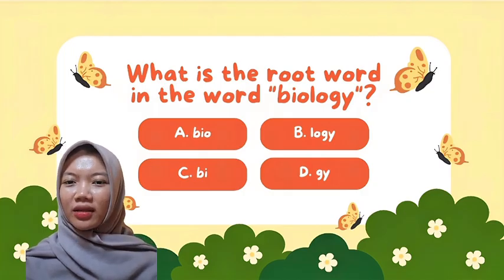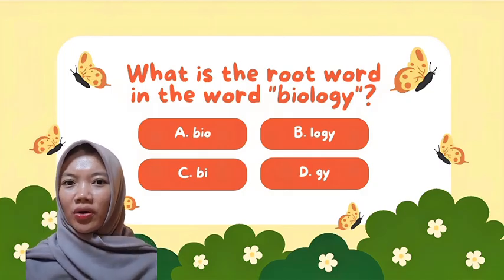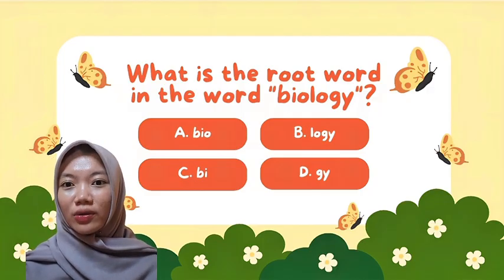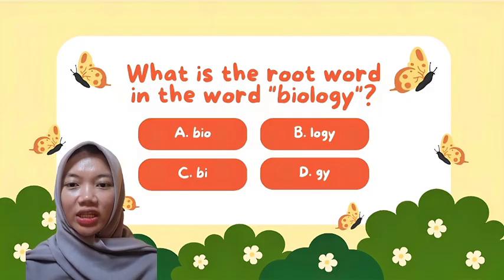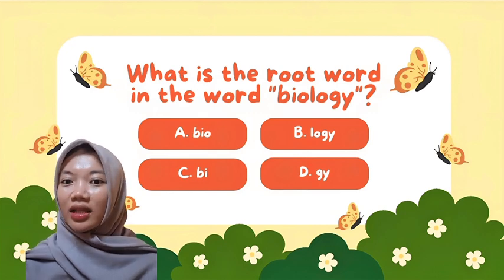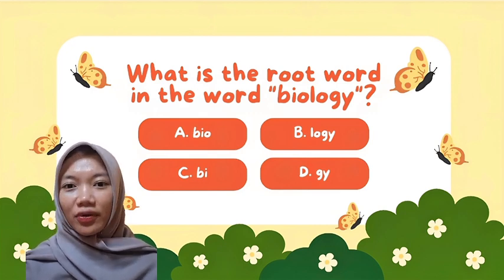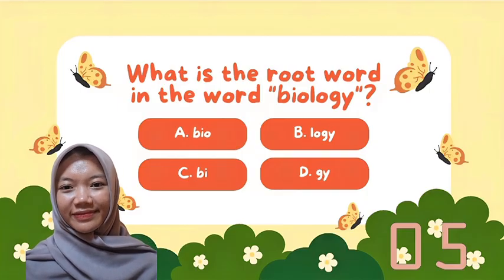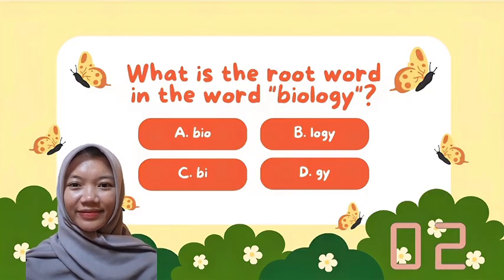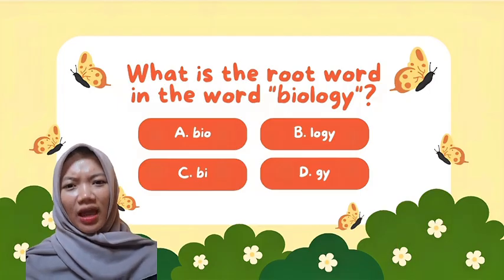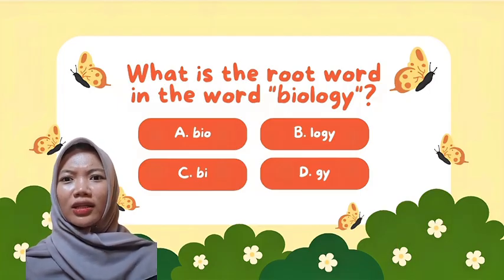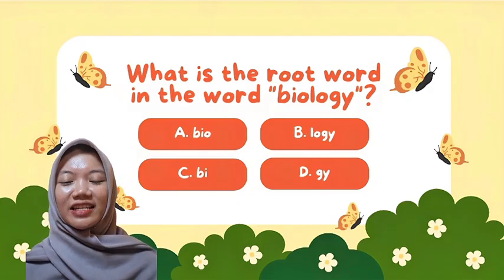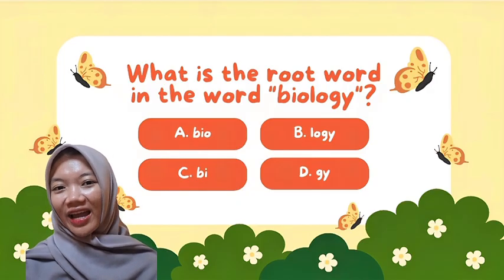Question number 1. What is the root word in the word biology? A. Bio, B. Logy, C. Biolo, D. Gy. I will give you 5 seconds to think about your answer. Have you got your answer? The correct answer is A, bio. Excellent, if you chose A, you are right.